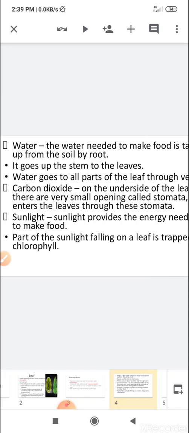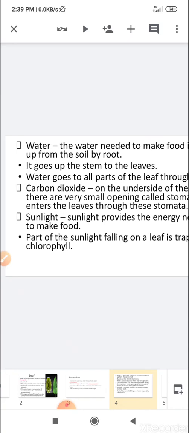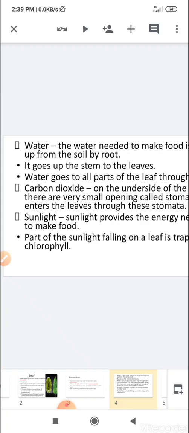The part of sunlight that falls on the leaf is trapped by the chlorophyll. So here the chlorophyll plays a very important role, which helps to trap the sunlight, and the sunlight provides the energy by which a plant can make its food.